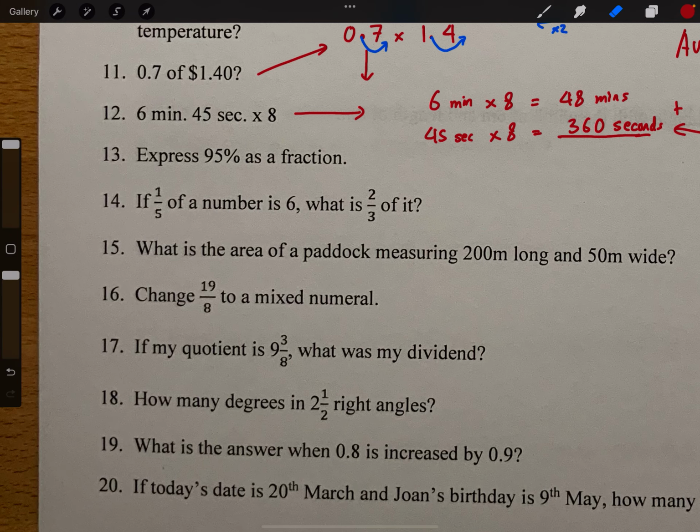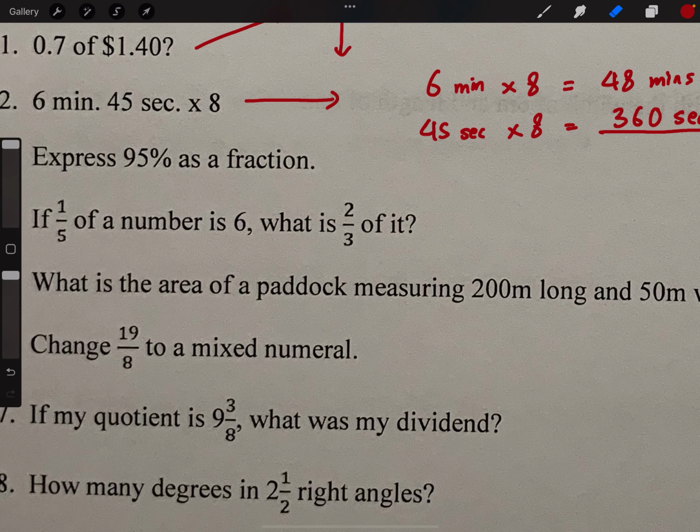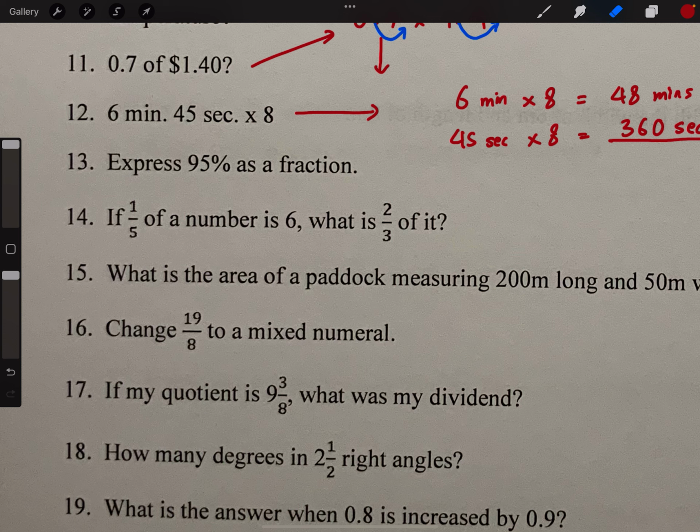Question number 13, 95% as a fraction. When you want to put something into a fraction, you say the number over 100. So it'll be 95 over 100. But you must simplify this, so get the simplified number, please. You can do that on your own.